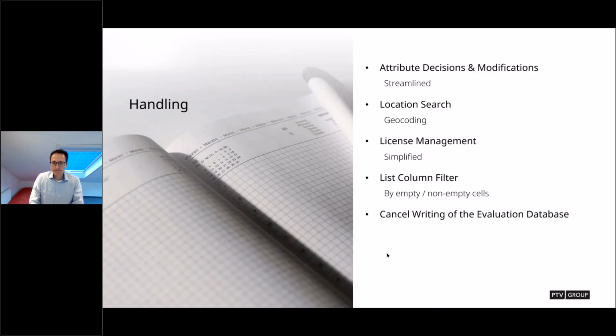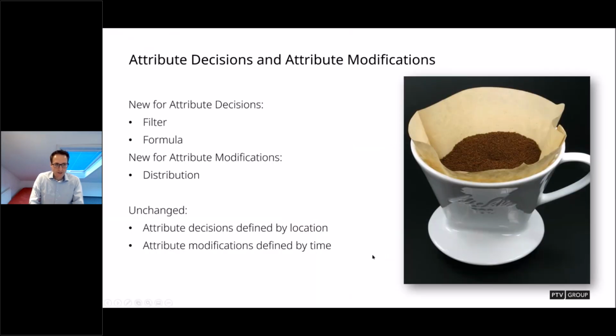Handling. Attribute decisions and attribute modifications are very powerful. They can do a lot. We had some challenges on LinkedIn. Some of you may have followed with some very interesting models. So you don't need to script anymore. You can use formulas and filters to make these decisions.